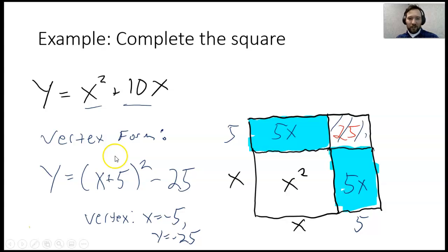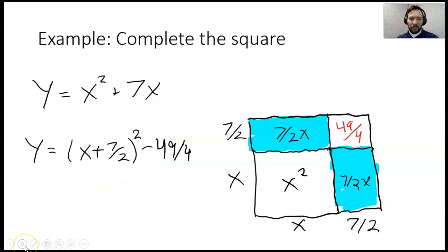Okay, so all these kind of work the same way. Here I've done an example where you get some fractions, but that's okay, nothing really changes. You start with x squared plus 7x and you want to get its vertex form down here. Okay, so what do you do? You take half of 7, which is 7 over 2 and 7 over 2.